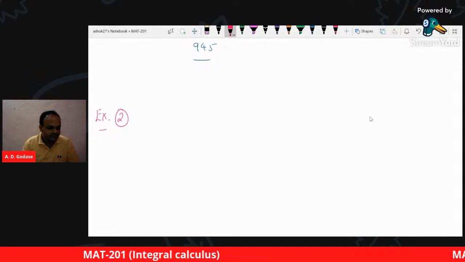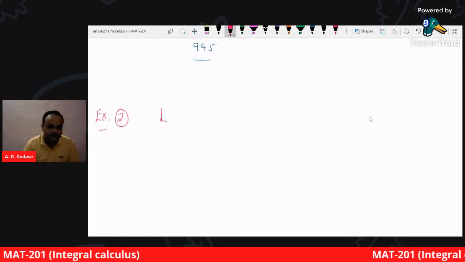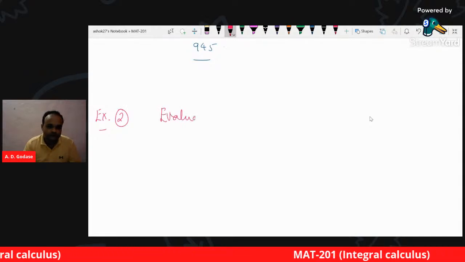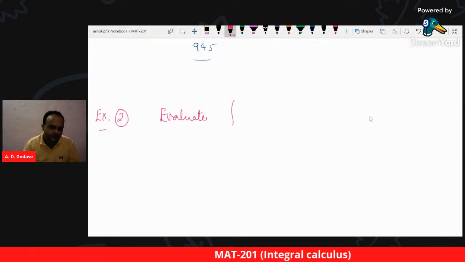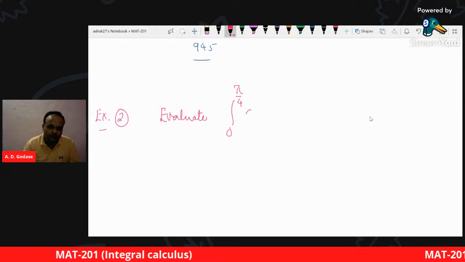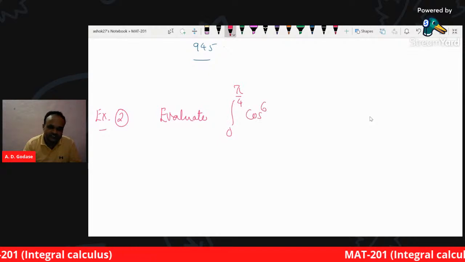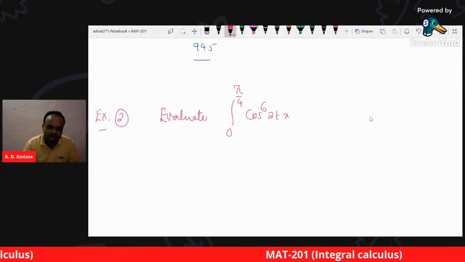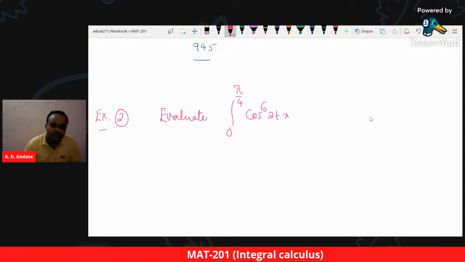The second example is: evaluate the integral from 0 to pi by 4 of cos raised to 6, sorry, cos raised to 2t dt.